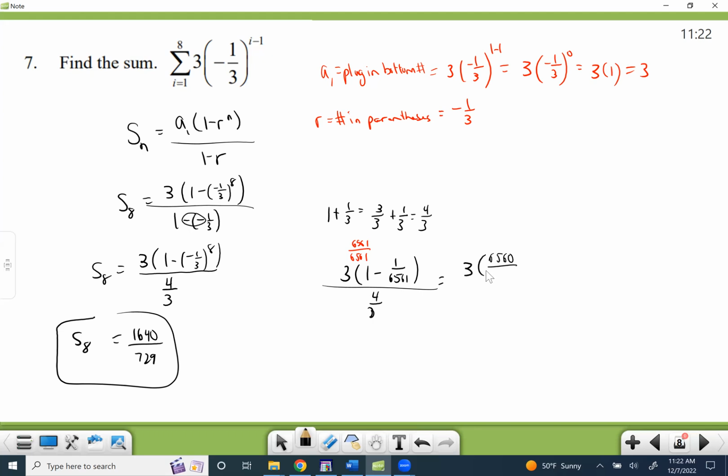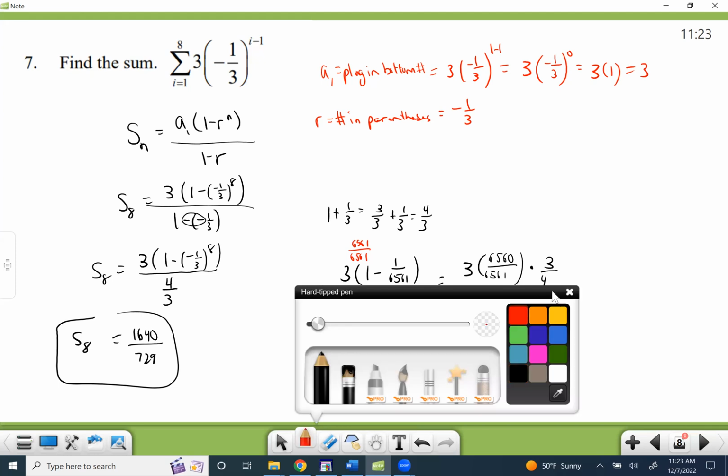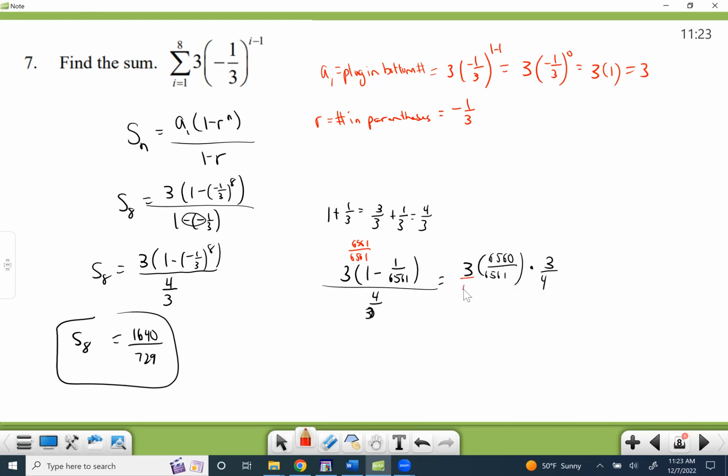6,560. And then the denominator stays the same when you're adding or subtracting with fractions, okay? Now, instead of dividing by 4/3, remember division is multiplication by the reciprocal. So I'm going to flip the 4/3 and make it 3/4. Okay, so let's go ahead and multiply straight across, you guys. I am going to put an over 1 here, and I'm just going to multiply all the tops. All these guys are going to get multiplied by each other. So I need 3 times 6560 times 3.